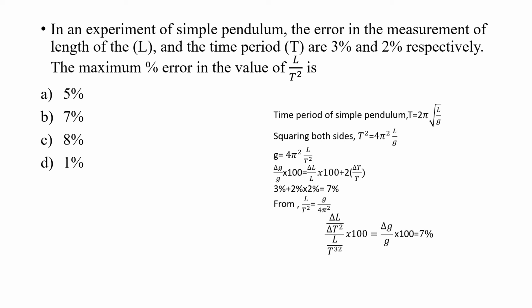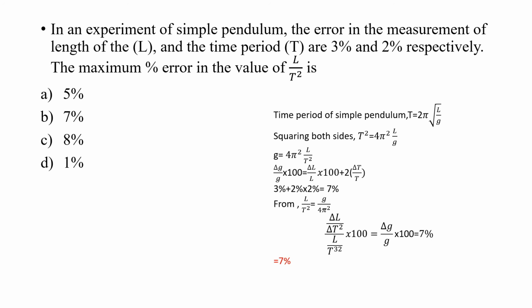From the first equation, T square is equal to 4 pi square into L by g. That is, L by T square will be equal to g by 4 pi square. The maximum percentage error in L by T square, that is delta (L by T square) divided by (L by T square) into 100, will be equal to delta g by g into 100, which equals 7%.